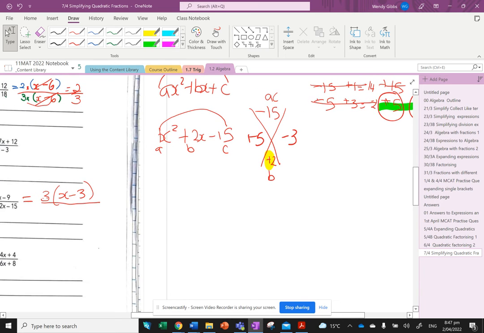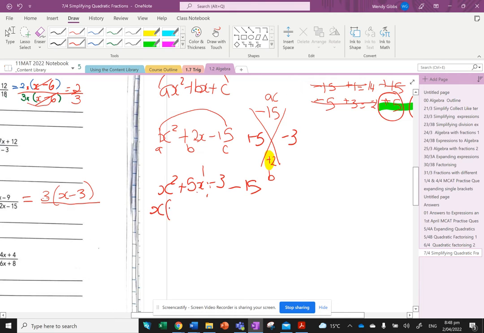So what we do now, remember, is we write the first term the way it is, we write the last term the way it is, but instead of plus 2x, we write plus 5x minus 3x. Then we divide it down the middle, and we factorize the first two terms.